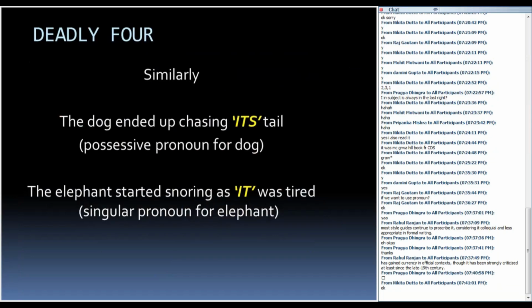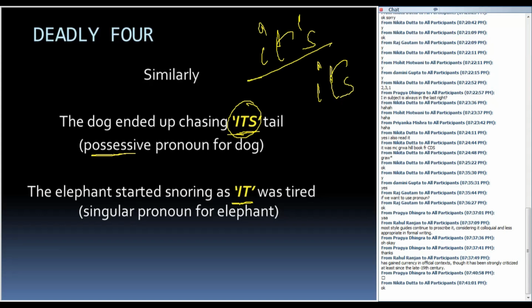And also remember the difference: it's and its. Its is the possessive form without the apostrophe. There's a huge difference between this its and this it's, because it's with an apostrophe means it is. It is not the possessive form. So don't confuse them. Okay.